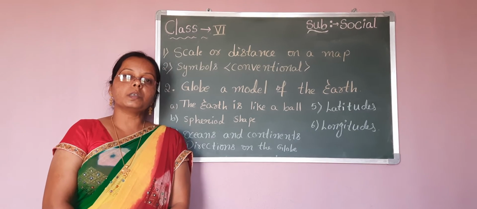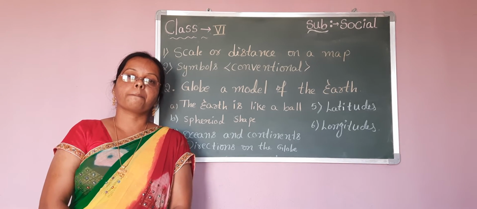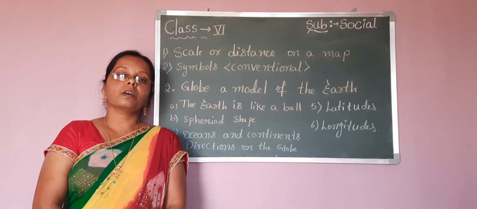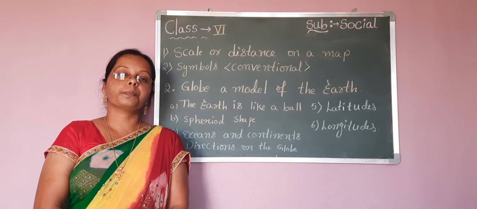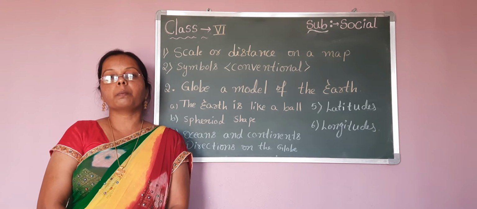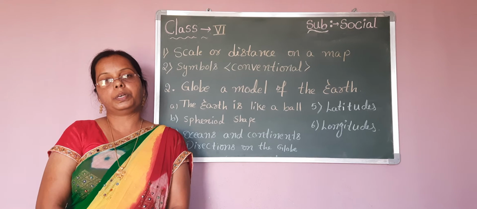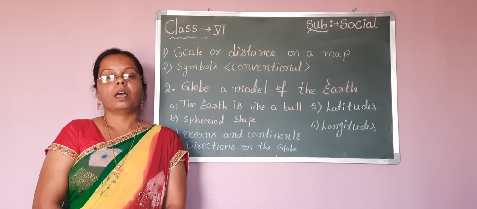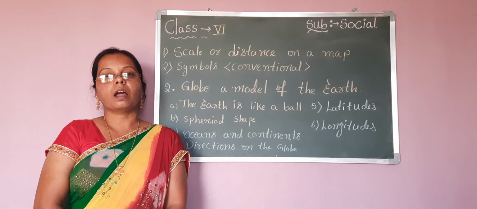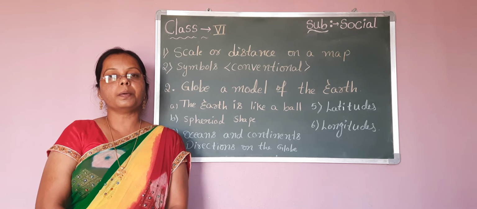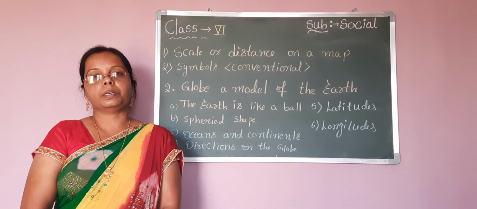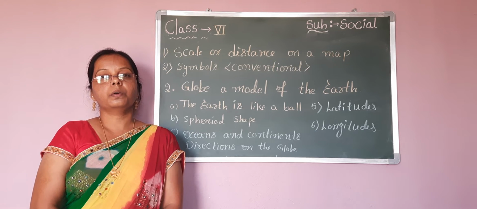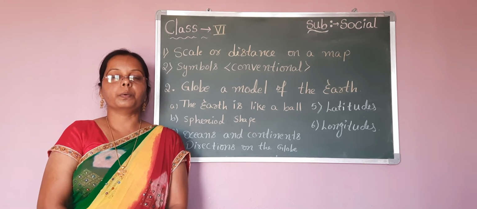How many oceans do you have, children? Do you have any idea? Yes, most of you have a good idea about it. We have four important or four great oceans. Those are the Pacific Ocean, Arctic Ocean, Antarctic Ocean and the Indian Ocean. So we have four important oceans.